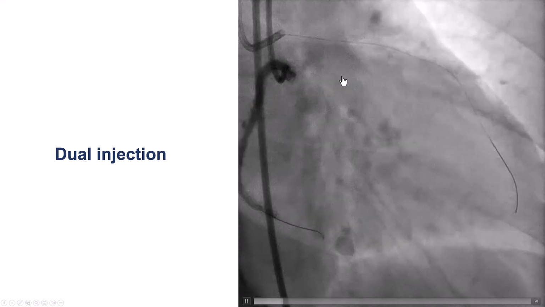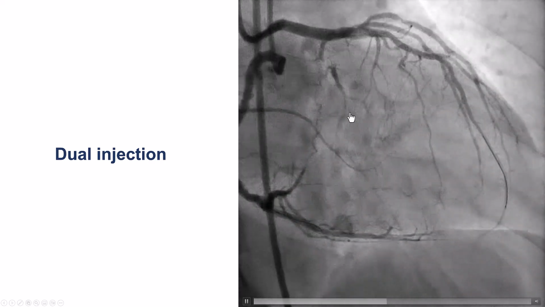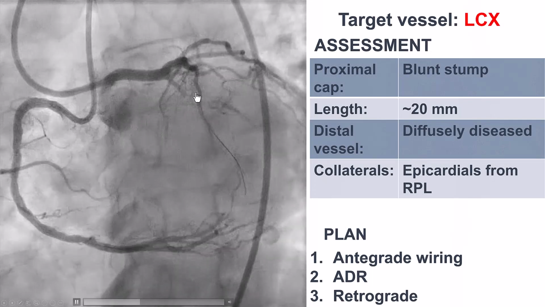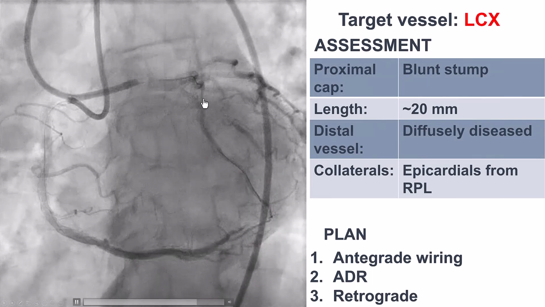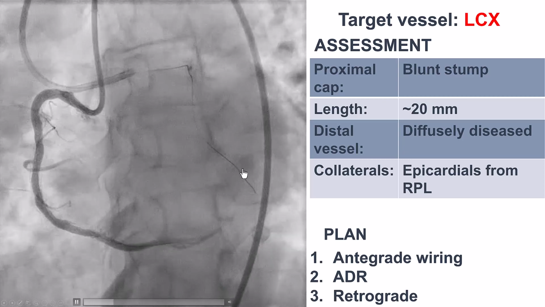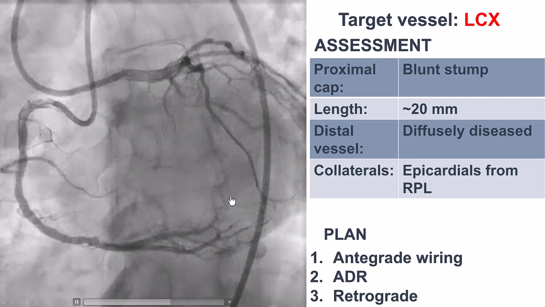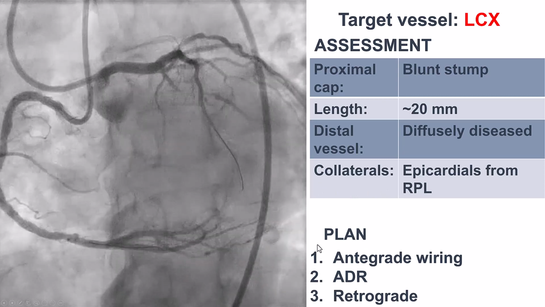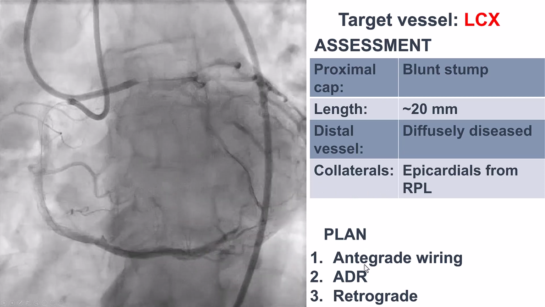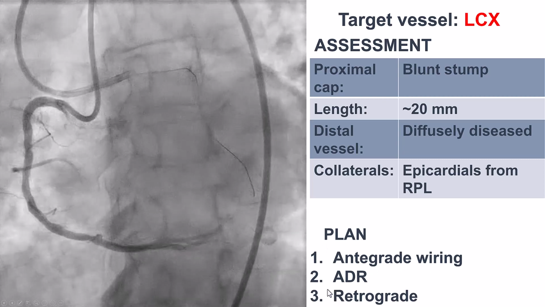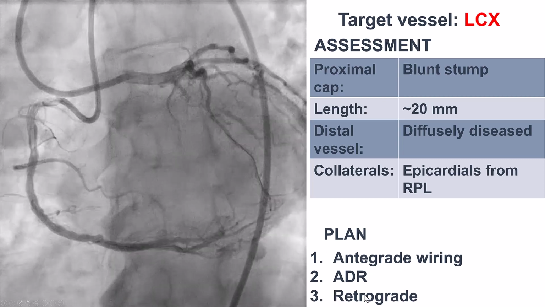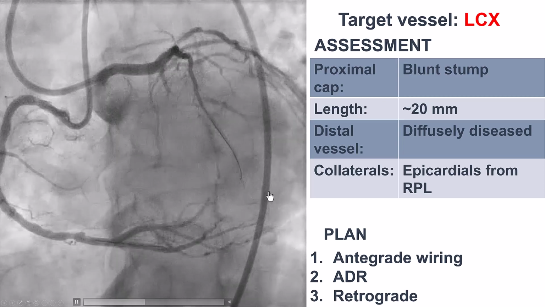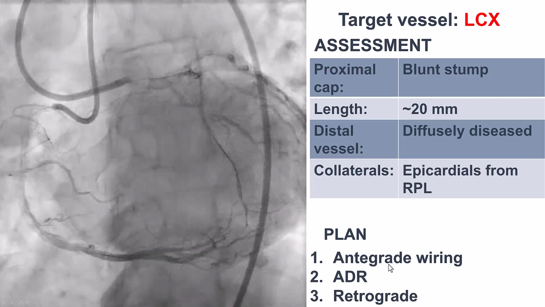There is a blunt proximal cap, length approximately 20 millimeters, diffusely diseased distal vessel, and we do know that circumflex CTOs can be fairly tortuous vessels. The vessel distally was filling mainly via epicardial collaterals, which did not seem to be very good for the retrograde approach. So the primary crossing was with antegrade wiring, followed by ADR, and if nothing worked, then we would perform additional injections to visualize the connections for potential retrograde approach through epicardial collaterals.